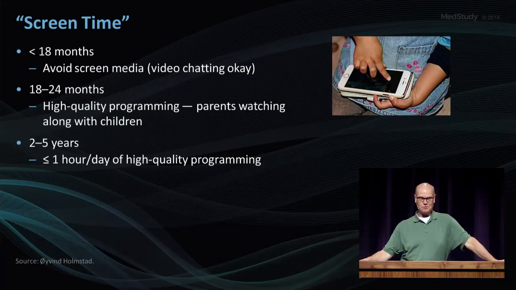2 to 5, there's some grumbling out there. 2 to 5 years of age, less than an hour, again, of high quality programming. When you go out to dinner and you see a family sitting there and everyone's on their screens, maybe they're watching high quality programming while they're waiting for their meals to come.